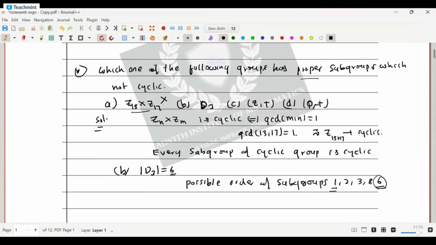A group of order 1 is always cyclic, a group of order 2 is always cyclic, a group of order 3 is also always cyclic, sir. So all the proper subgroups of D3 are cyclic.